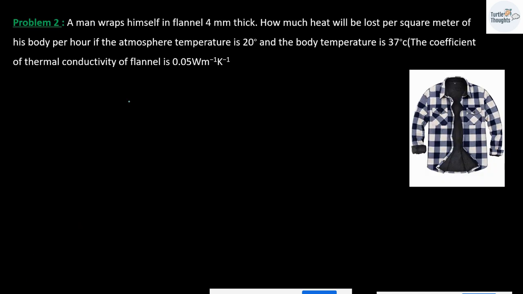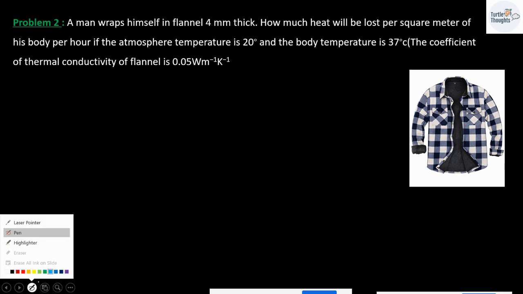Let us take one more question. A man wraps himself in a flannel 4 mm thick. How much heat will be lost per square meter of his body per hour if the atmospheric temperature is 20 degree and the body temperature is 37 degree? The coefficient of thermal conductivity of the flannel is 0.05. That is what is given in the question. Okay. What is a flannel? Do you know? It is kind of a jacket.